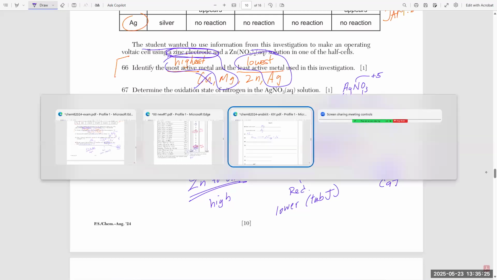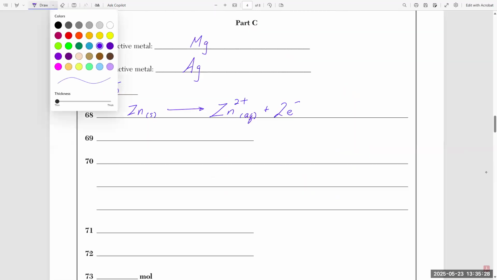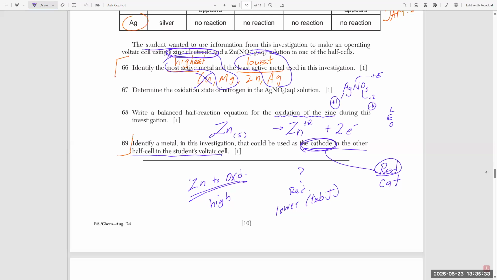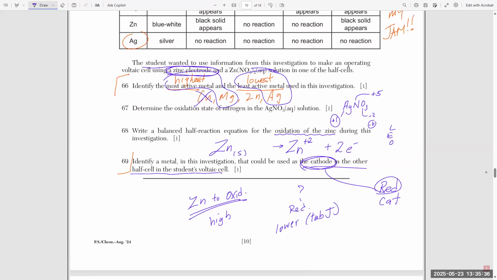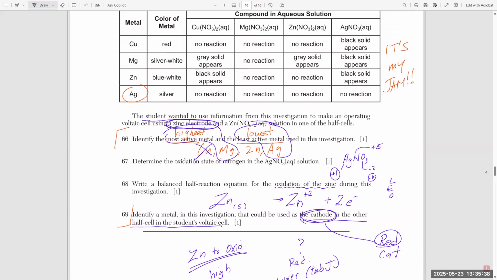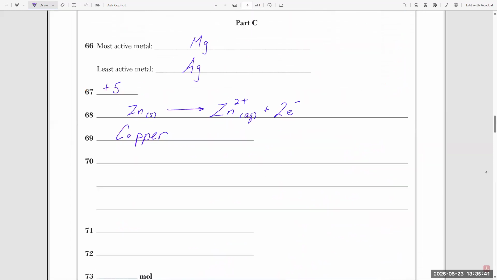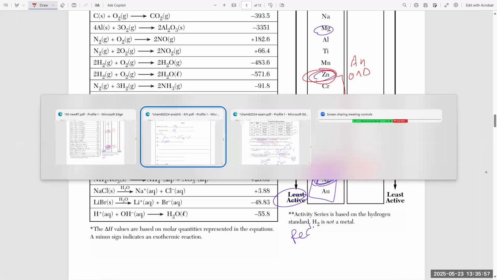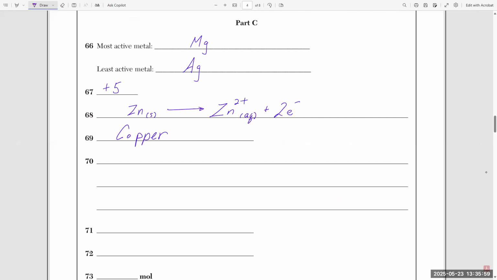So the answer is copper. Now, I'm not sure, but could you also use silver? What do you think? Could you use silver? Sure you can, right? Silver would work as well because silver is lower. What's one metal that wouldn't work? That's right, magnesium wouldn't work, because magnesium is higher than zinc, right? So you want to pick a metal. So I think that you can get away with number 69 by also putting down silver. Don't quote me on that though.